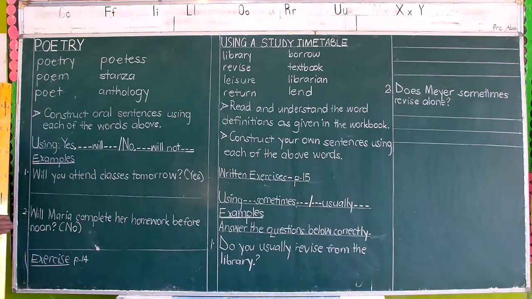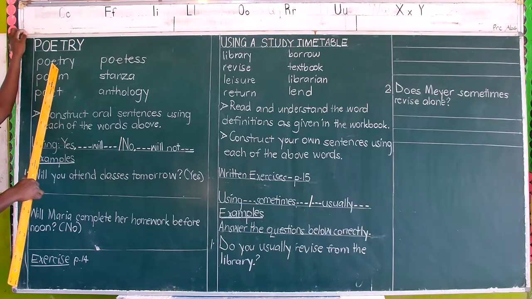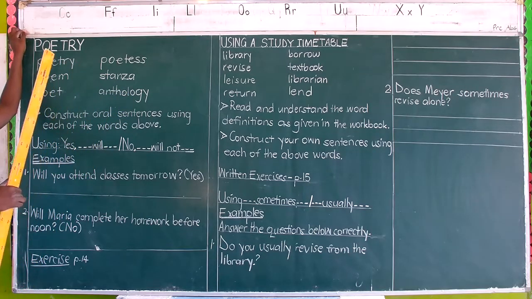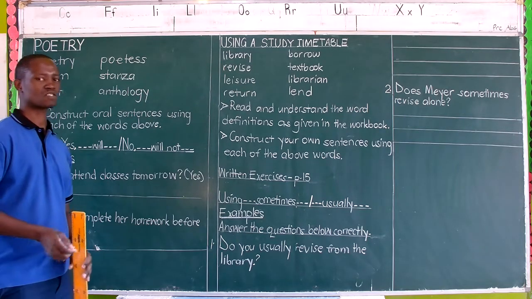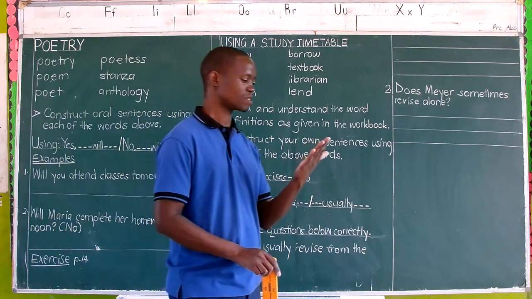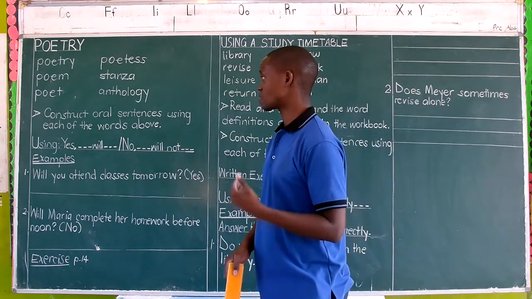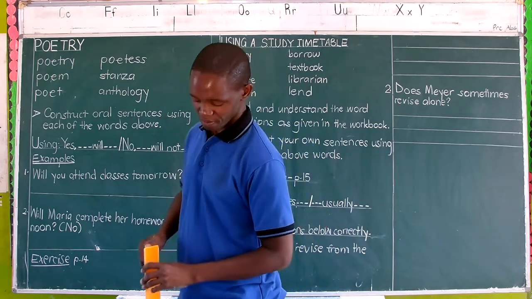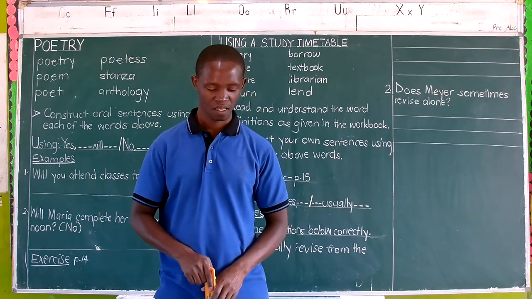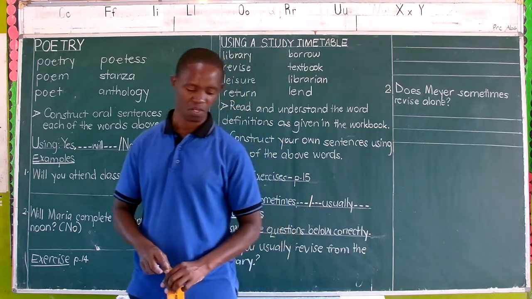So the teacher is emphasizing one point here, that is to construct oral sentences using each of the words given above. Think of any word you see here, then use it to construct your own oral sentence. Oral means not written. Just read the word. Okay, the word is anthology. Let me construct a sentence using the word anthology. The word is poem. Let me construct a sentence using the word poem. That's what the instructions are telling you to do. But before you construct the sentences, you're supposed to master the definitions. The definitions are given on page 11 of the workbook.